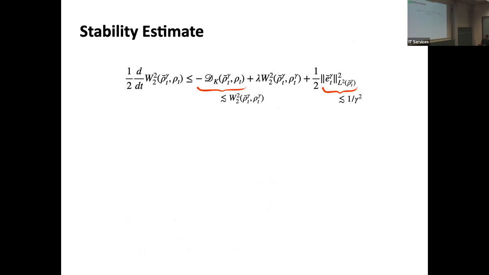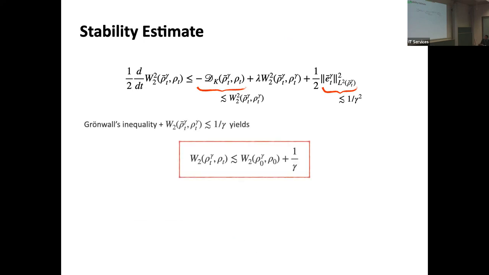Right. So let's come back to our stability estimate. What we found out is that we can control this term again with the Wasserstein squared, and that term with 1 over gamma squared, and we just apply Gronwall, and we're essentially done.